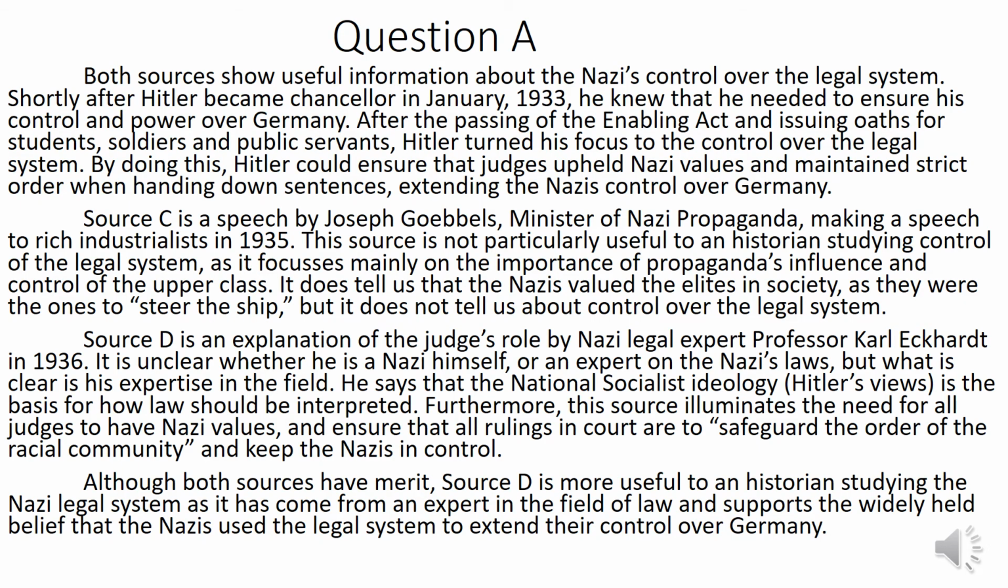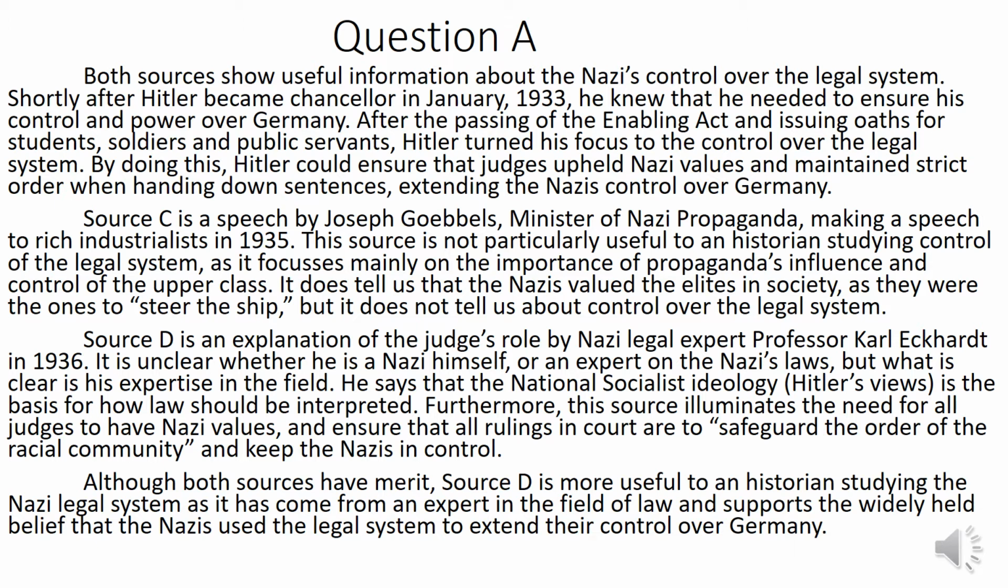Both sources show useful information about the Nazis' control over the legal system. Shortly after Hitler became Chancellor in January 1933, he knew that he needed to ensure his control and power over Germany. After the passing of the Enabling Act and issuing oaths for students, soldiers and public servants, Hitler turned his focus to the control over the legal system. By doing this, Hitler could ensure that judges upheld Nazi values and maintained strict order when handing down sentences, extending the Nazis' control over Germany.